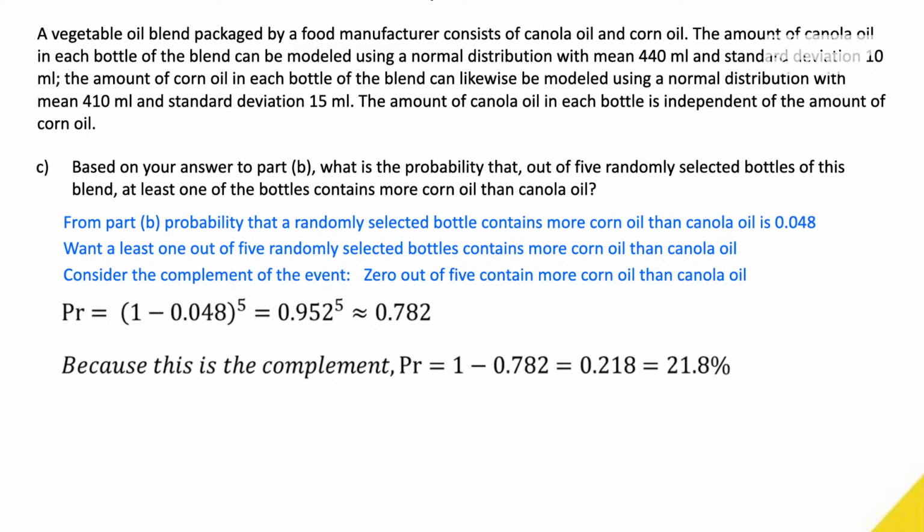Okay, because there are 5 bottles, I do this 5 times. And because this is the probability I don't want, what I end up with, the probability that I'm looking for, is 1 minus this number, which is 21.88%.